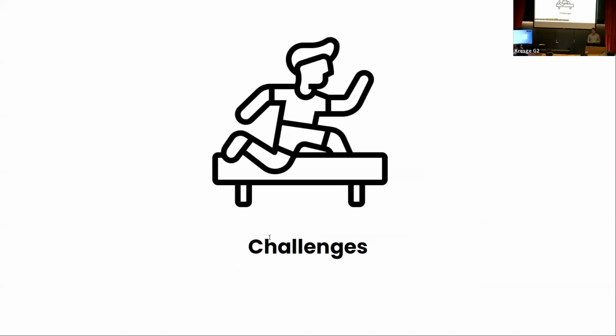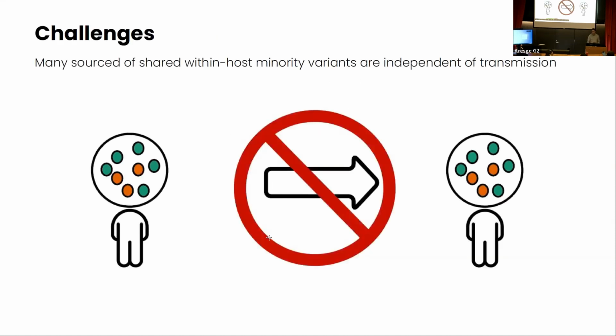But that sounds great, but there's some significant challenges to doing any of this. So the main one that I'm going to keep going on about is that many sources of within host minority variants have nothing to do with transmission. And so you can run into a lot of problems if you're using the number of shared within host variants to infer how likely 2 people are to have transmitted to each other.